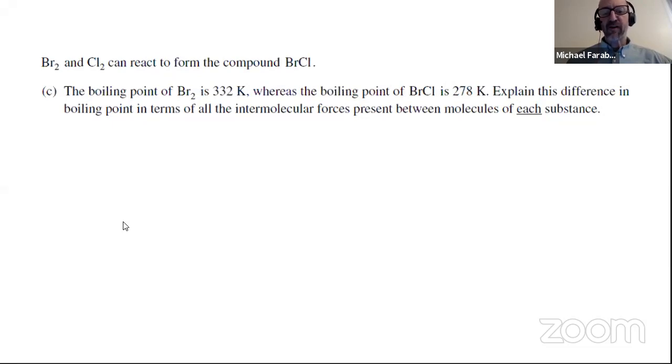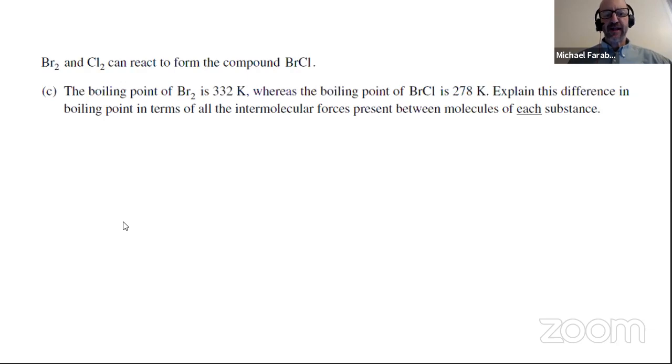Whereas the boiling point of BrCl is 278 Kelvin. Explain this difference in boiling point in terms of all the intermolecular forces present between molecules of each substance. So again, think about how you would answer that question. As I mentioned, feel free to pause the video if you want some time to process and think, that's fine.